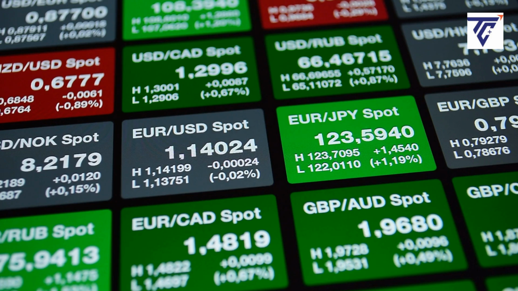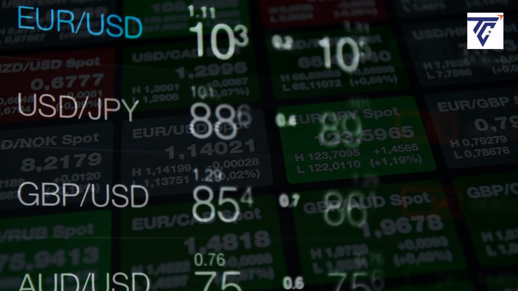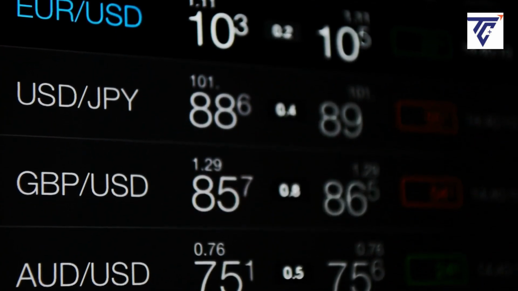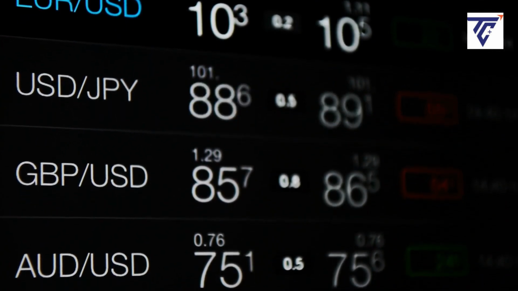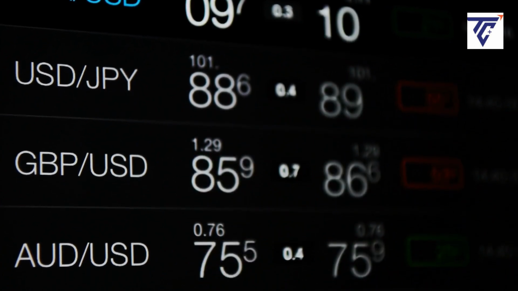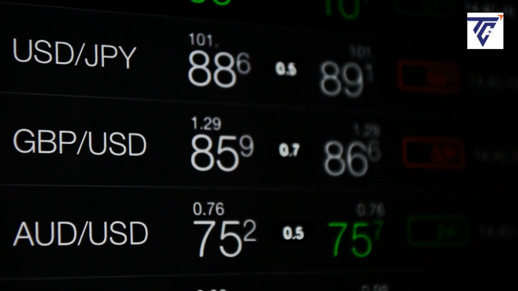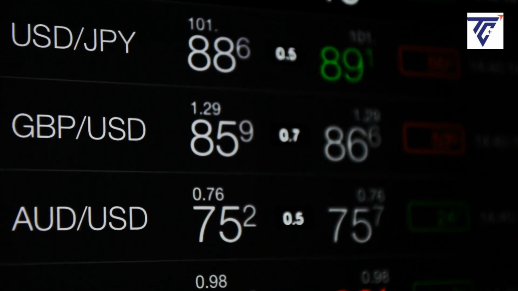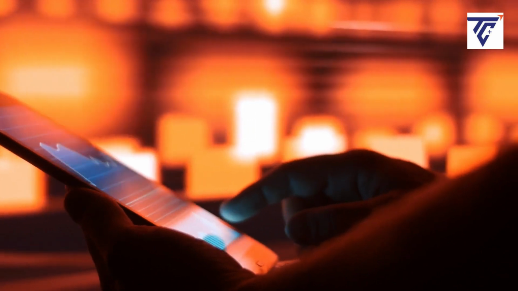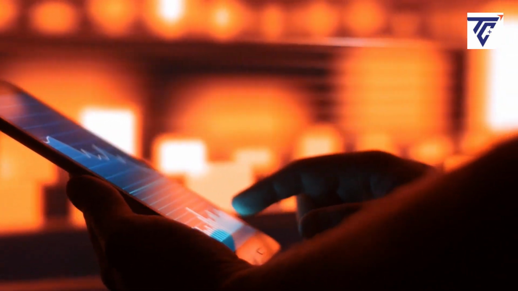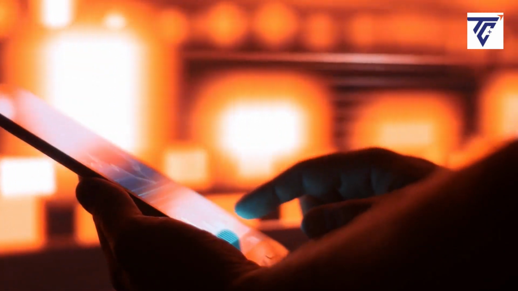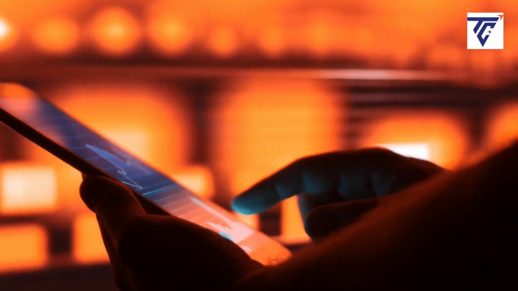Choose liquid currency pairs. Sticking to major pairs like EUR/USD or GBP/USD generally offers better liquidity, which can minimize slippage. Be realistic with order sizes. Don't try to swallow the entire market with a giant order. Large orders are more likely to experience slippage, especially in less liquid pairs. Break down your trades into smaller chunks for smoother execution. Find a reputable broker. A good broker prioritizes fast trade execution and minimizes requotes when they ask you to confirm a new price due to slippage.